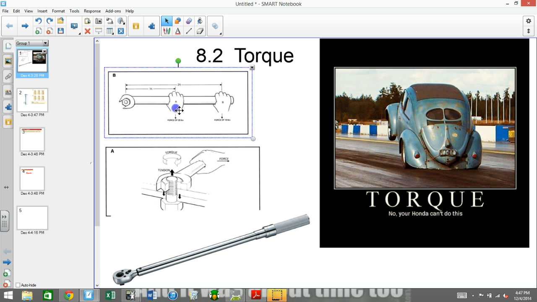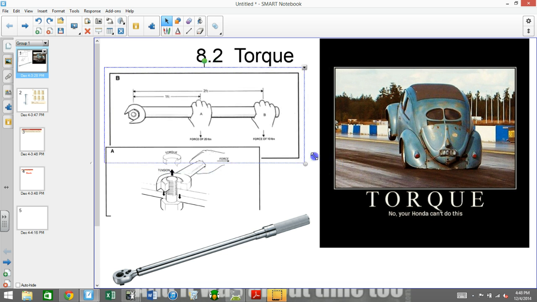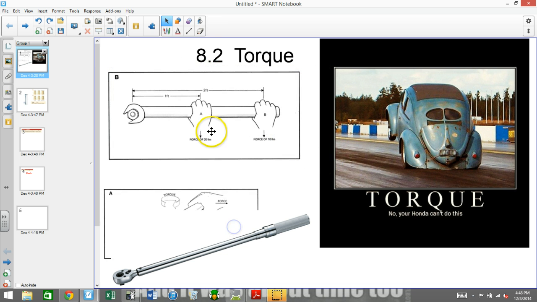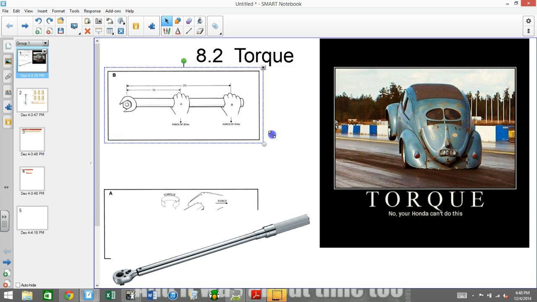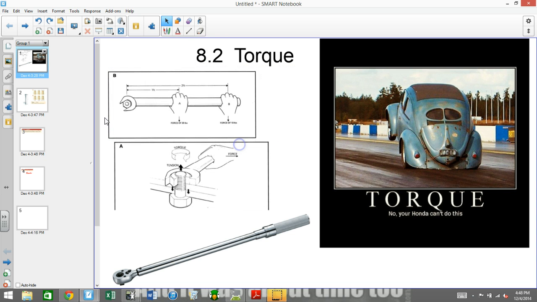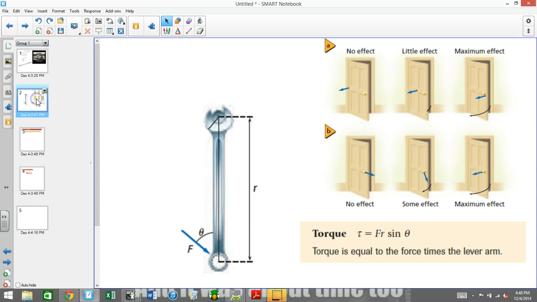So the first picture here is two hands on a wrench, hand A and hand B. Hand A is 1 foot away and hand B is 2 feet away. Hand A pulls with a force of 20 pounds and hand B pulls with a force of 10 pounds, and they have the exact same amount of torque. We'll figure out exactly what torque is in just a second.